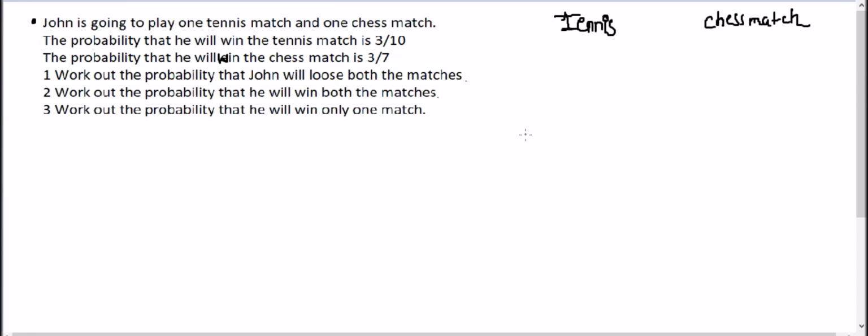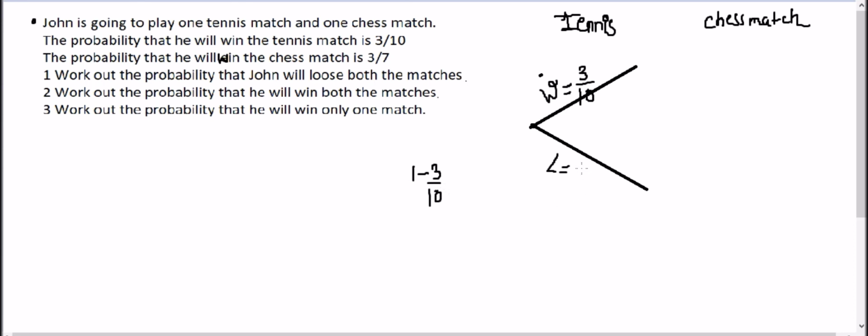See, for the tennis match, there are two possibilities. If he is playing the tennis match, definitely either he can win or he'll lose. It's already given that the probability that he will win is 3 by 10. And if he loses the match, because the sum of probabilities is always equal to 1, losing will be 1 minus 3 by 10, which is 7 by 10. He has played the tennis match.